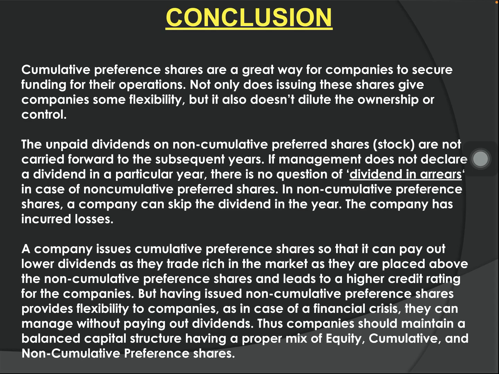In non-cumulative preference share, a company can skip the dividend in a year the company has incurred losses. A company issues cumulative preference share so that they can pay out lower dividends as they trade rich in the market. As they are placed above, non-cumulative preference share provides flexibility to the company, as in case of financial crisis they can manage without paying out dividend. Thus the company should maintain a balanced capital structure having a proper mix of equity, cumulative and non-cumulative preference share.